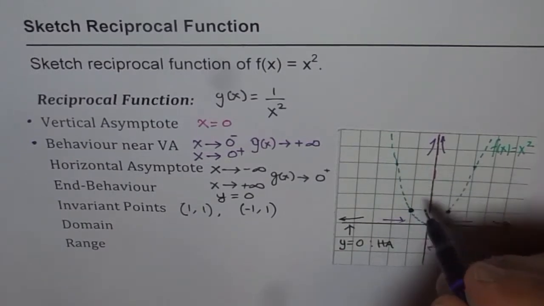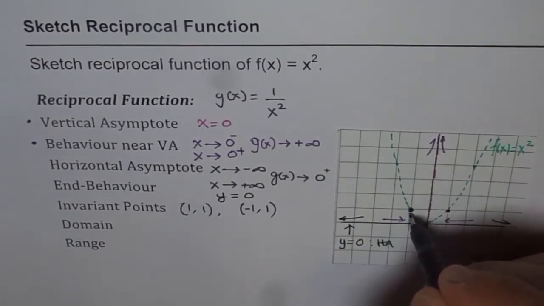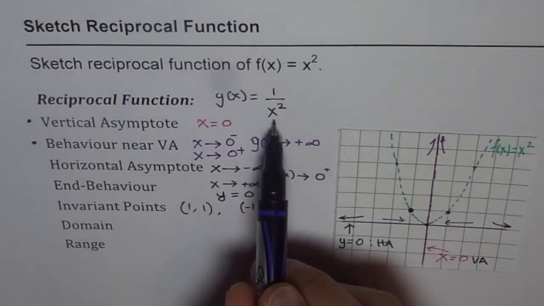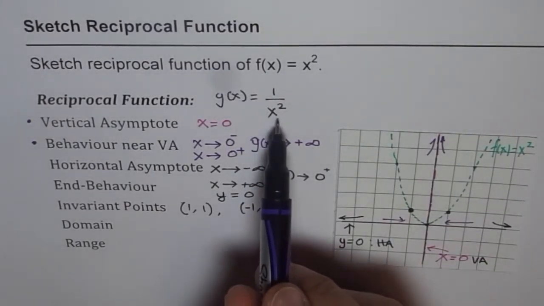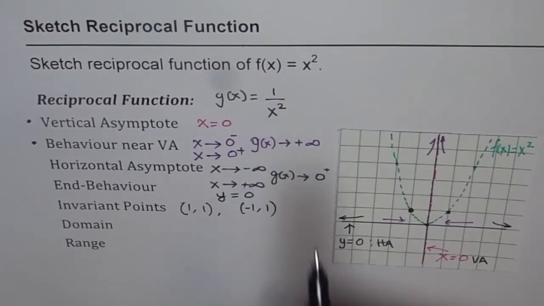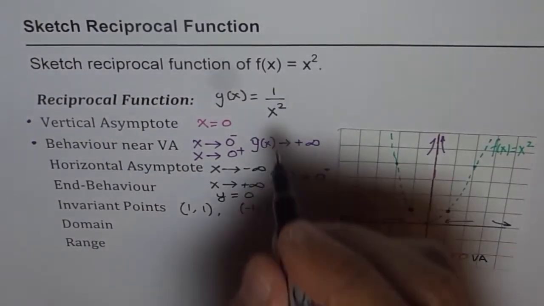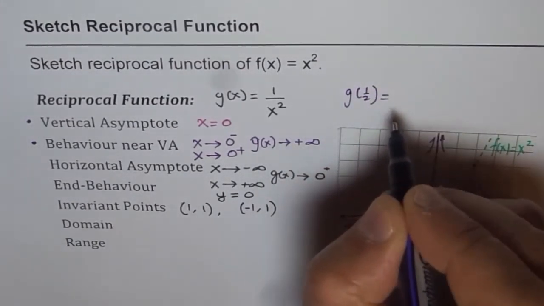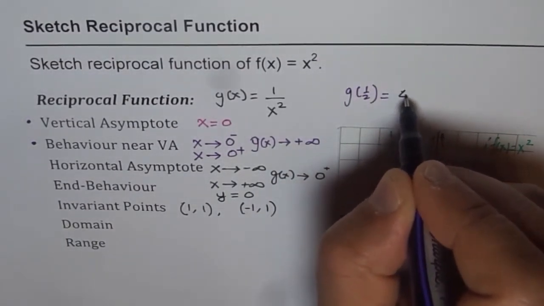So we know these are the invariant points. To be more accurate, we can take some values here. For example, we can have x equals half, so it will be 4, correct? So at half it will be 4. We can take some values. What is g of half equal to? So g of half will be equal to 4, right?